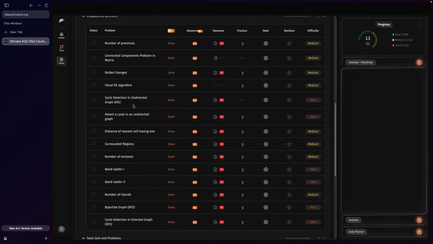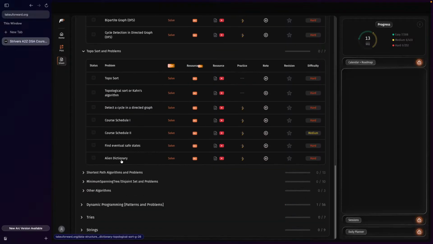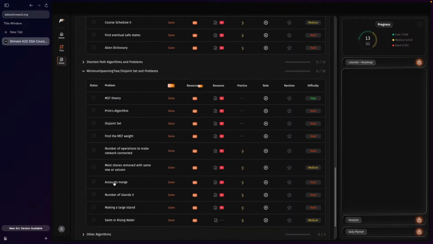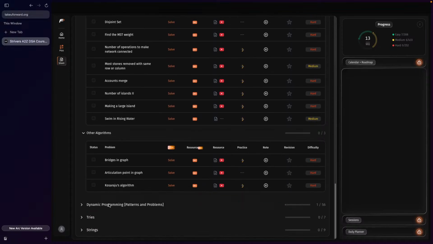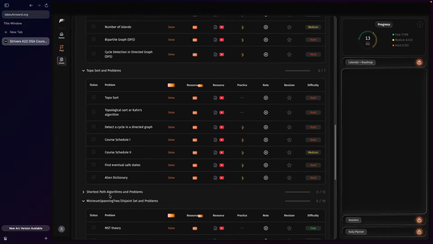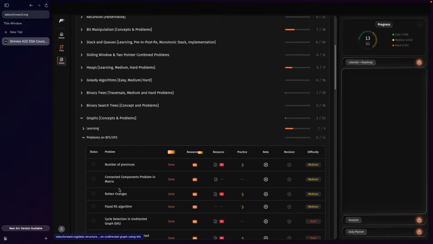This topo sort, this MST, and there are some other algorithms. A lot of things to do. Okay, let's get started. Let's do one thing at a time, one by one. So go into number of provinces.